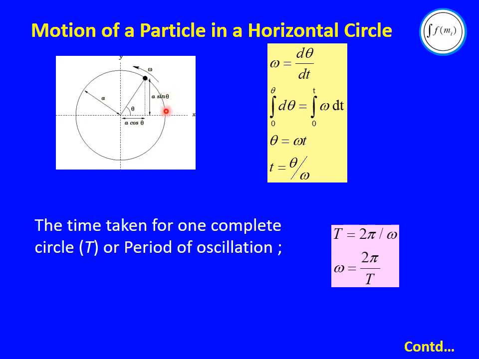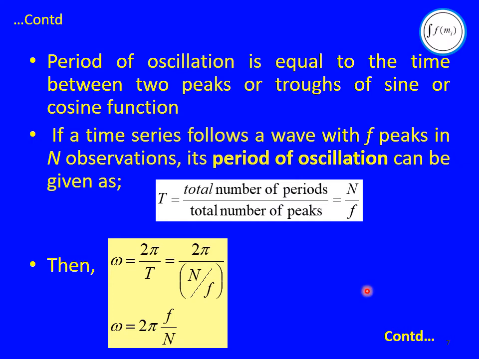In usual notation, if a particle is moving in a horizontal circle, omega is the angular speed. So omega is rate of change of the angle with respect to time. By using the integration, we get t equal theta over omega. If the particle takes capital T seconds to complete one cycle, it is known as the period of oscillation. So one complete cycle angle is 2 pi radians. Then t equal 2 pi over omega. I mean from this equation to this one. Then make omega the subject. So omega is 2 pi over T. Period of oscillation is equal to the time between two peaks or troughs of a sine or cosine function.